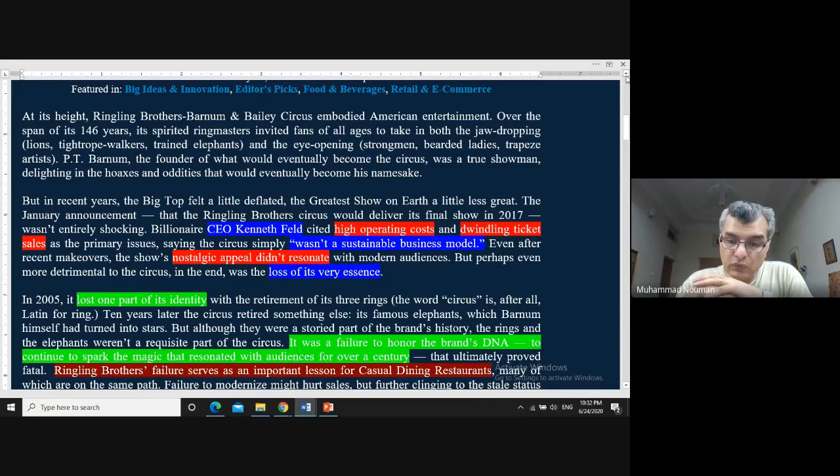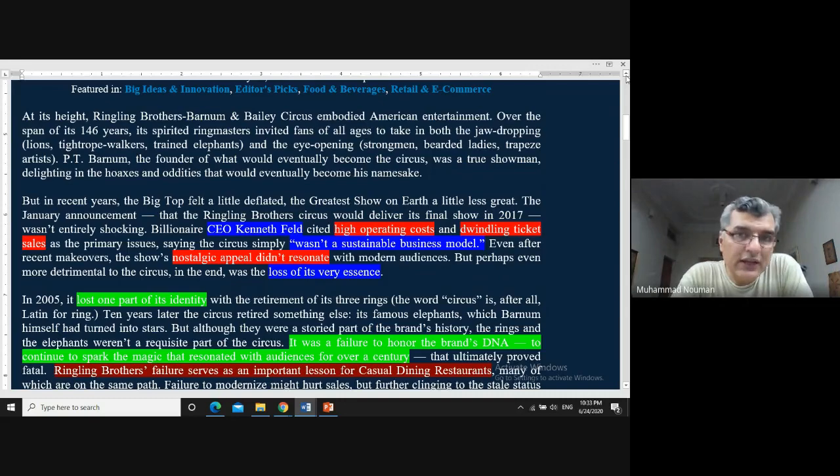It remained fully functional for 146 years, and it was only in early 2017, by March of that year, that the company went out of business and its journey ended.